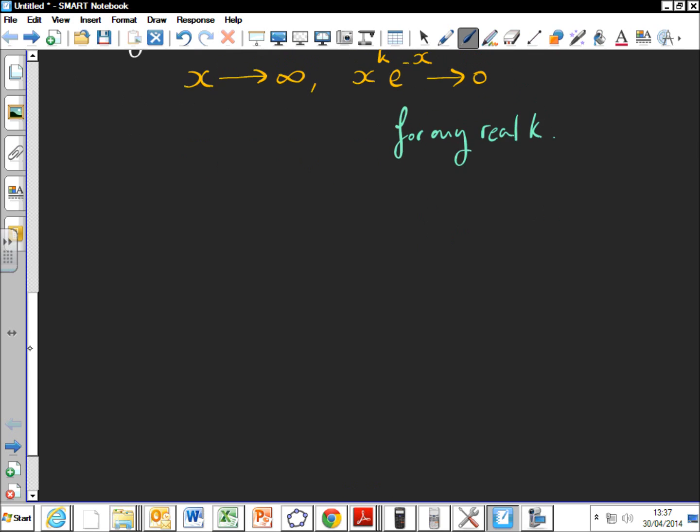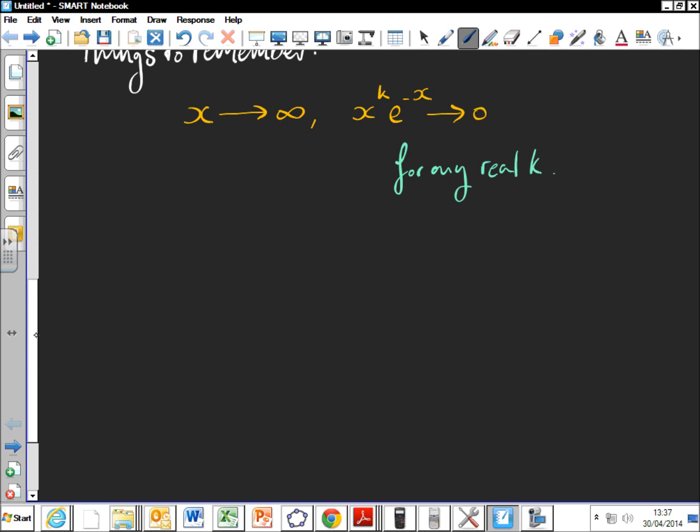And then there's just another one like that for you to remember. When x goes to 0, x to the k, again for any real k, times ln x, this one tends towards 0 as well.